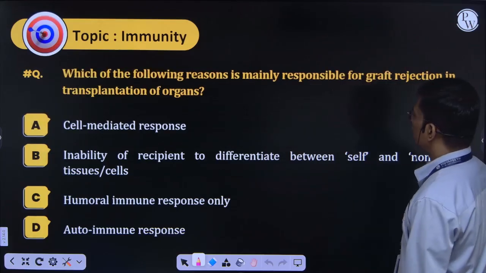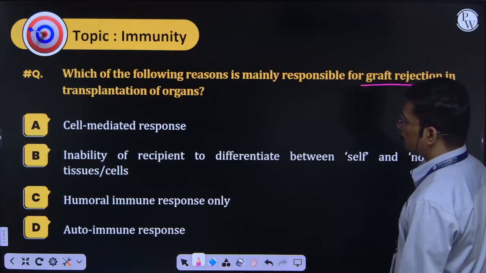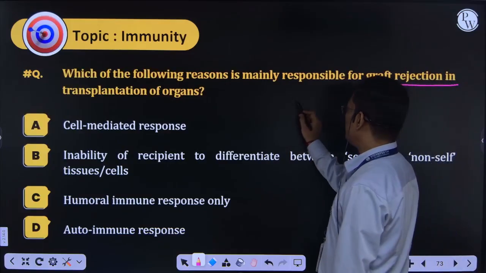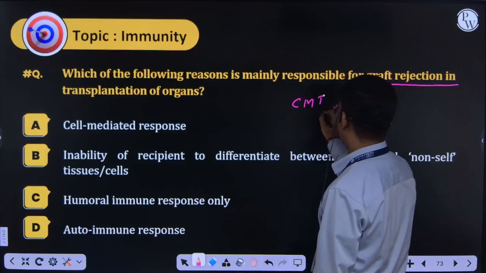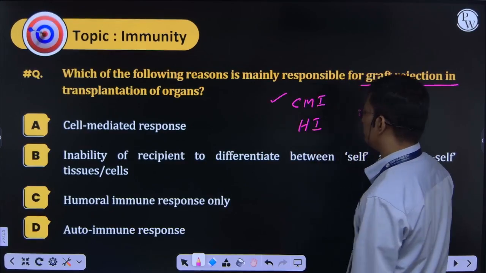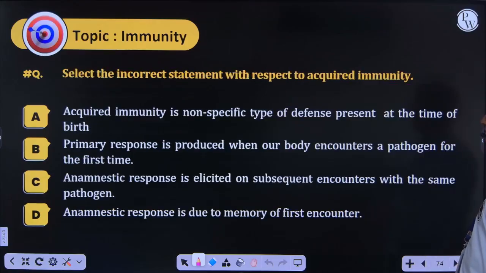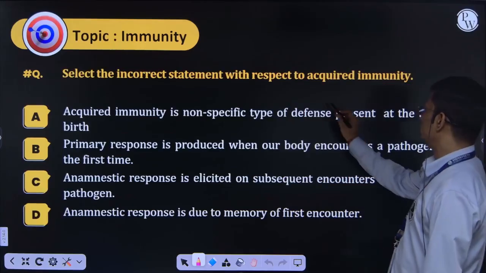Which of the following is mainly responsible for graft rejection? We have two types of immunity: cell mediated immunity and humoral immunity. Cell mediated immunity is responsible for graft rejection. That is a direct question.